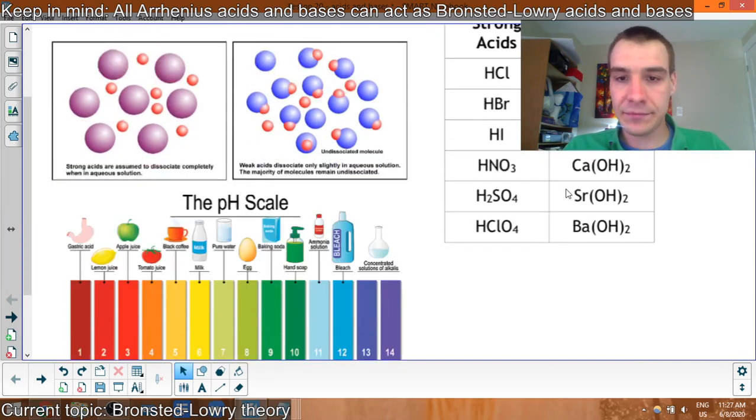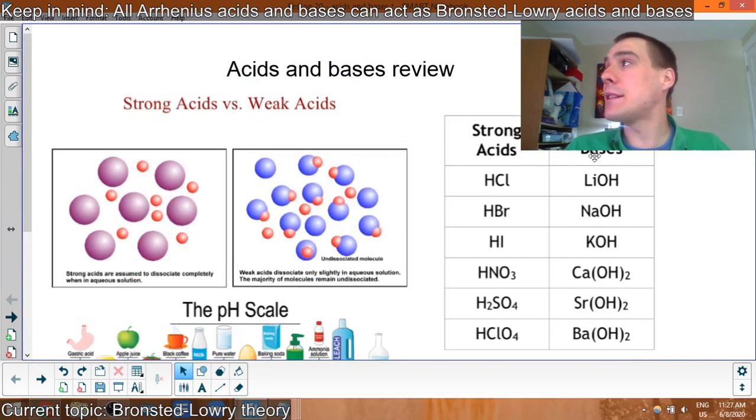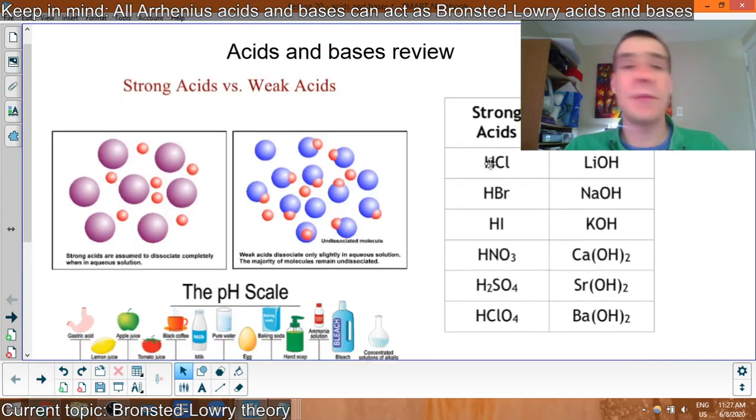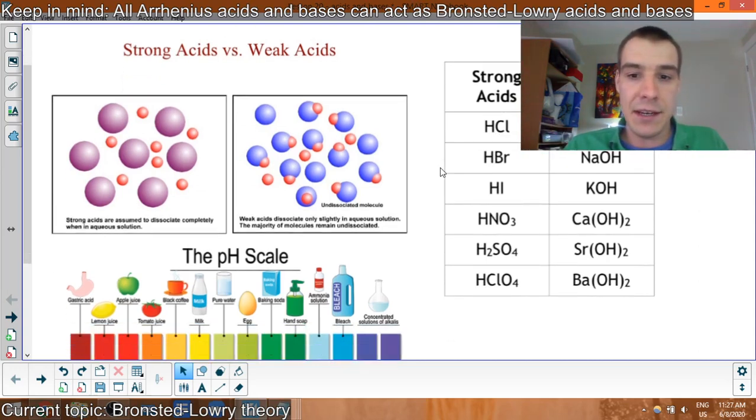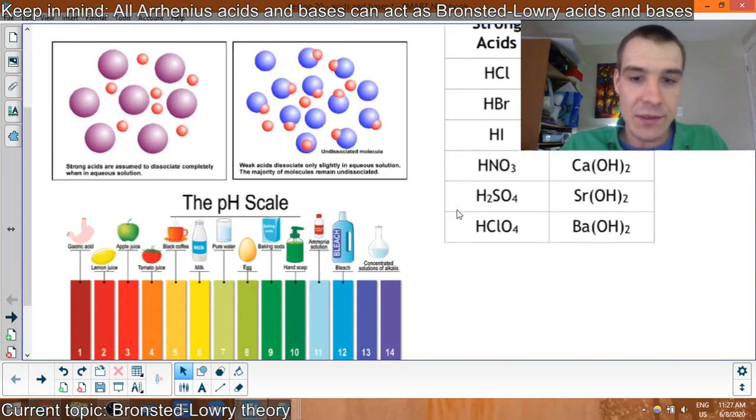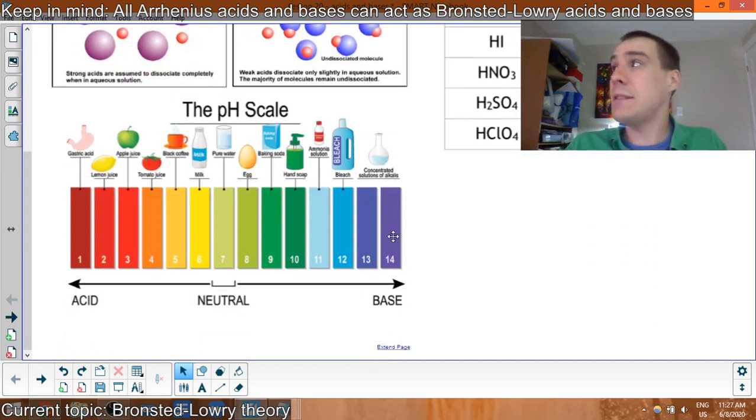And here's some examples of some strong acids and strong bases. This is the classic Arrhenius, right? H marks an acid, OH marks a base. That's the Arrhenius theory. And all of these are still going to be acids and bases in our Bronsted-Lowry theory, but we'll see some more interesting examples of acid-base chemistry.